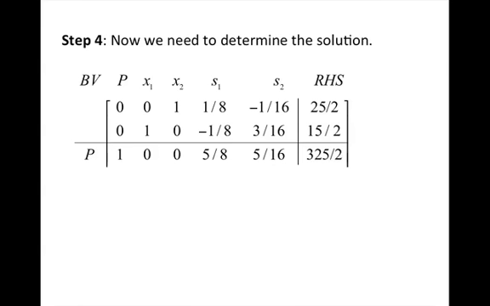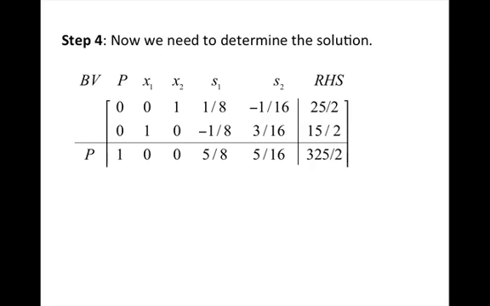So my new row 1 was 0, 0, 1, 1/8, negative 1/16, and 25 halves. Row 2 stayed the 0, 1, 0, negative 1/8, 3/16, and 15 halves. And my new row 3 was 1, 0, 0, 5/8, 5/16, and 325 halves.